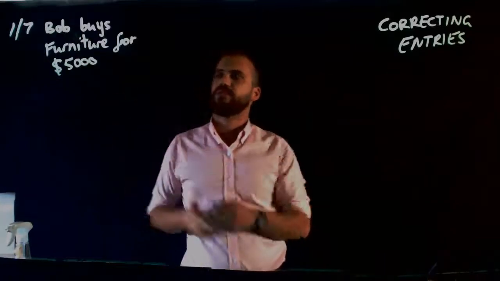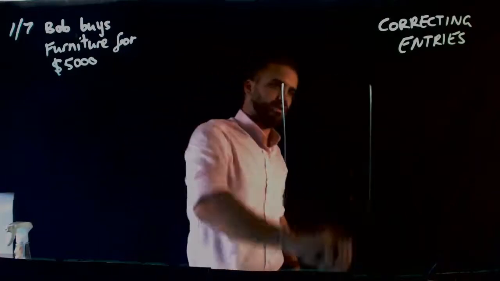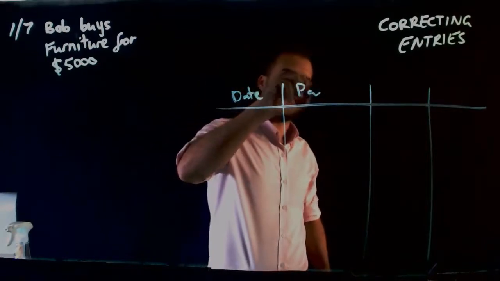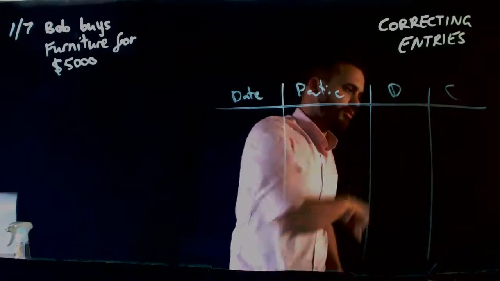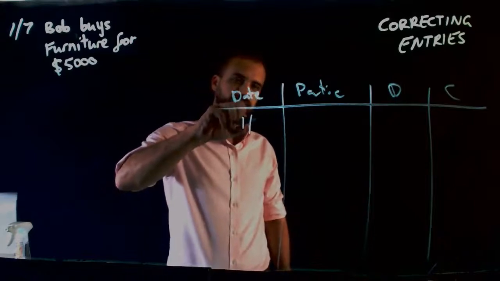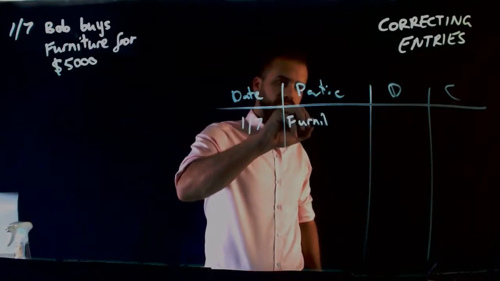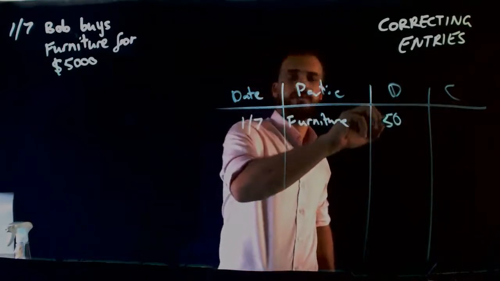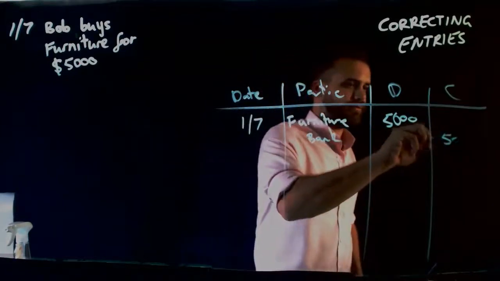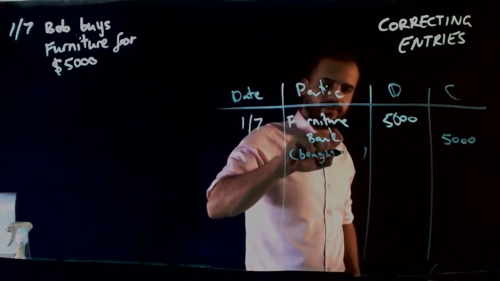Okay, so a pretty straightforward transaction here. Bob buys furniture for $5,000. So you've got your general journal, date, particulars, debit, credit, and Bob buys furniture for $5,000 on the 1st of the 7th. So the furniture account gets debited. Sorry if this is boring for a lot of us. And the bank account gets credited. And bought furniture.